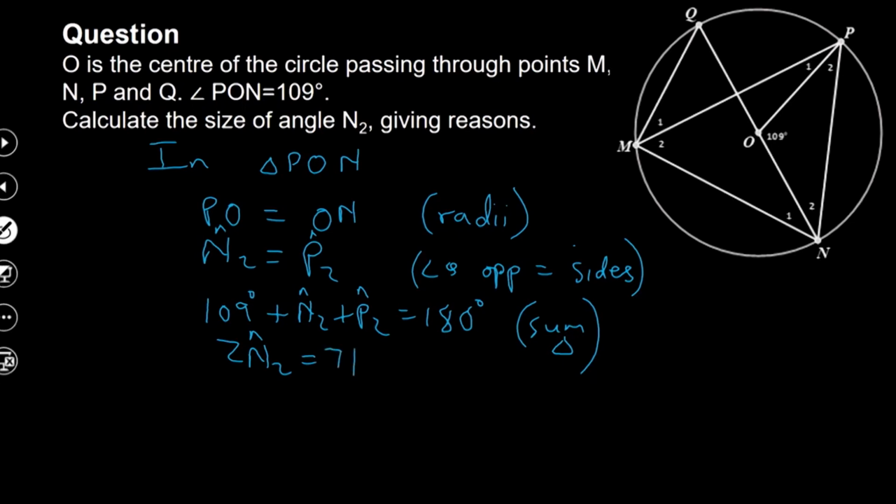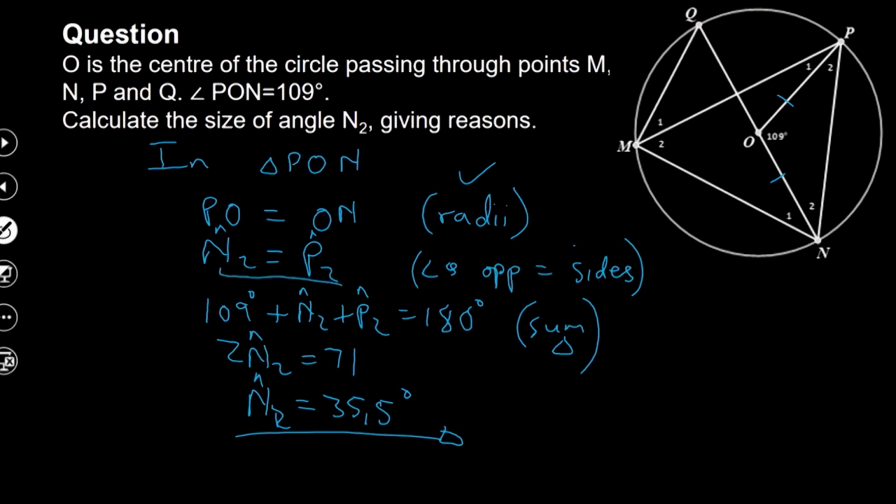And then from there, you divide by 2, it makes my N2 equal to that divided by 2, which will be 35.5 degrees. And that will be the angle there. And that's what you will then need to do there. So firstly, this is a radii. They are equal. It makes it an isosceles triangle. So this is equal to that. And then from there, because it's an isosceles, it makes the base angles equal.